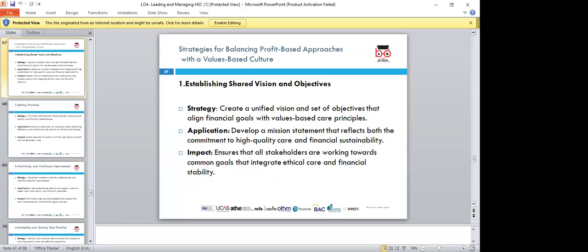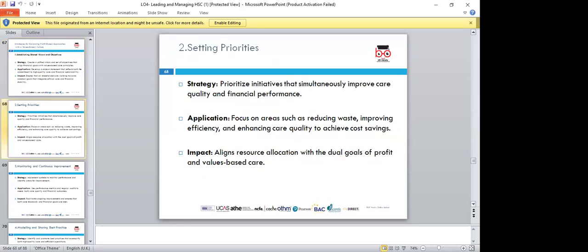Establishing shared views, shared visions, and objectives. The strategy: create a unified vision and set of objectives that align financial goals and value-based principles. The application: develop a mission statement that reflects both the commitment to high quality care and financial sustainability. The impact, therefore, is that it ensures that all stakeholders are working towards one common goal, what we call shared goals, that integrate ethical care and financial stability. Very, very important. Your priorities must be set right.